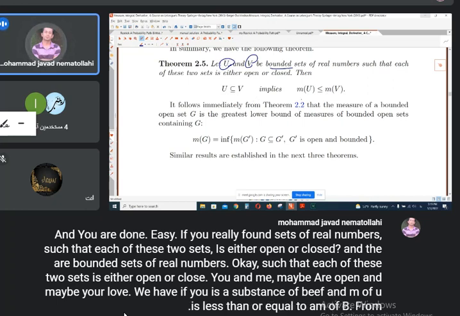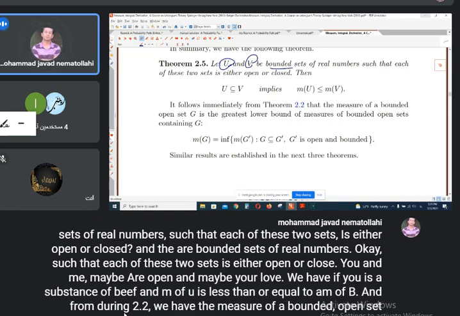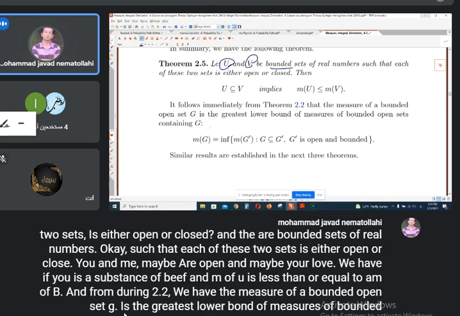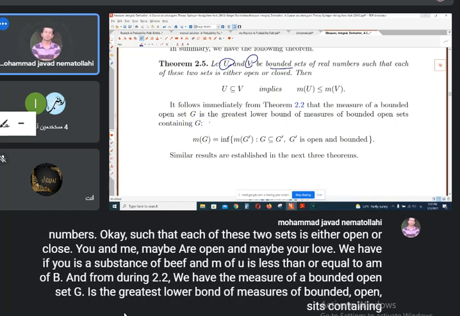From Theorem 2.2, we have the measure of a bounded open set G is the greatest lower bound of measures of bounded open sets containing G. Okay?